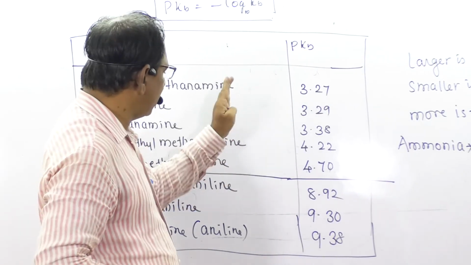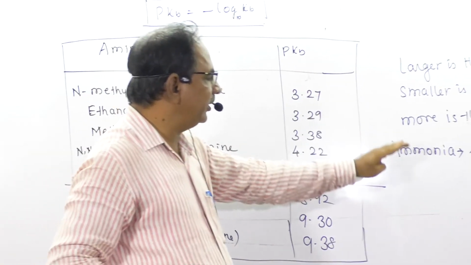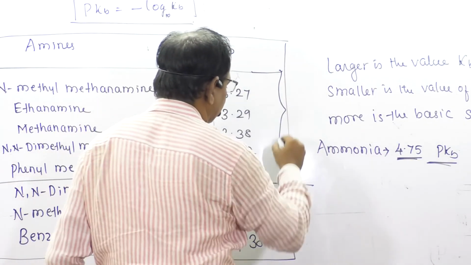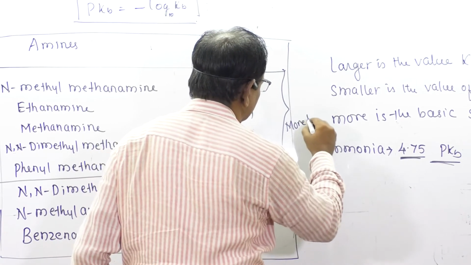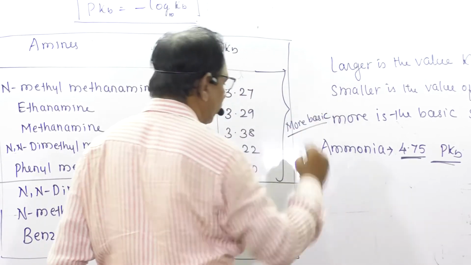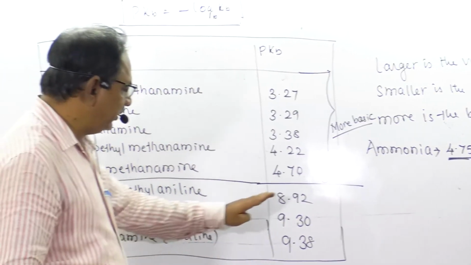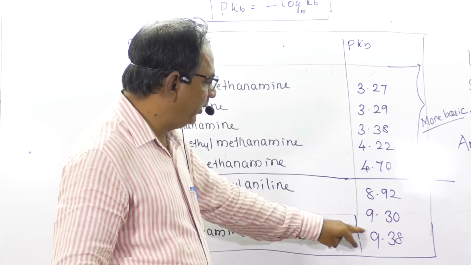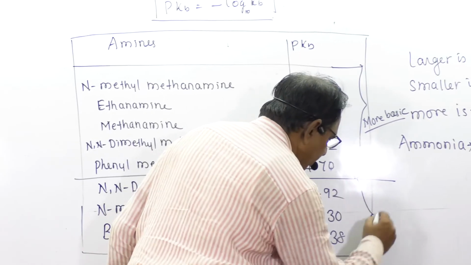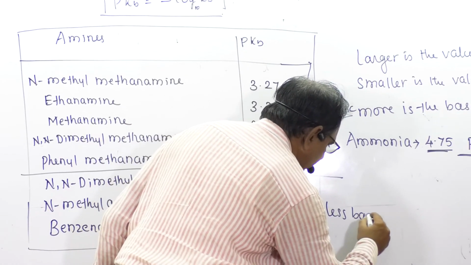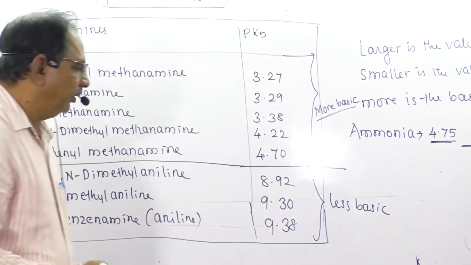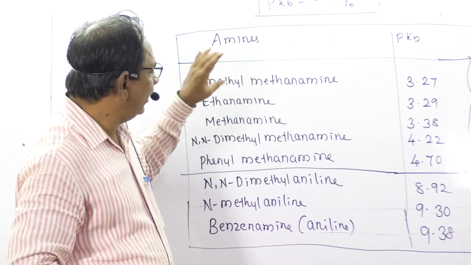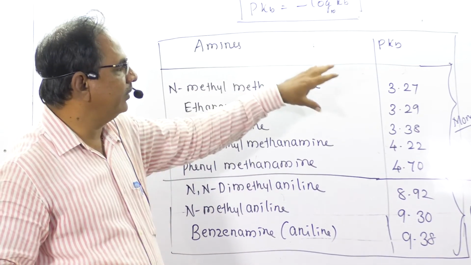These compounds which are having less pKb value than standard ammonia are more basic. And these three compounds which are having more pKb value are less basic. The basic character of amines depends only on the groups attached to the nitrogen atom of ammonia.